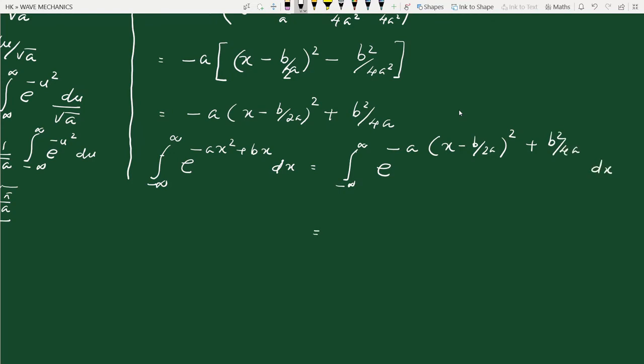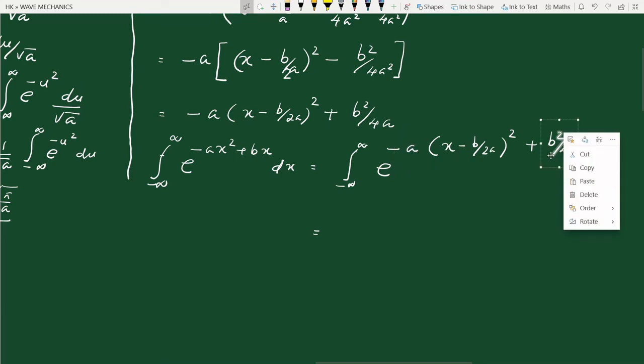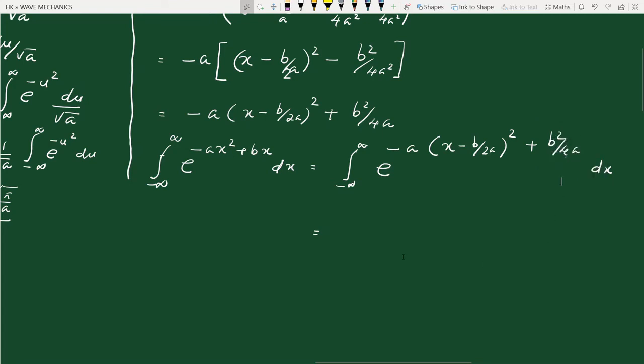Now here you can write this integral as two exponentials. One is e raised to minus a (x minus b by 2a) whole square, into e raised to b square by 4a, right? That e raised to b square by 4a does not contain any x term, so it is independent of this integration, so I can take it outside. So we have e raised to b square by 4a times the integral of e raised to minus a into (x minus b by 2a) whole square dx.